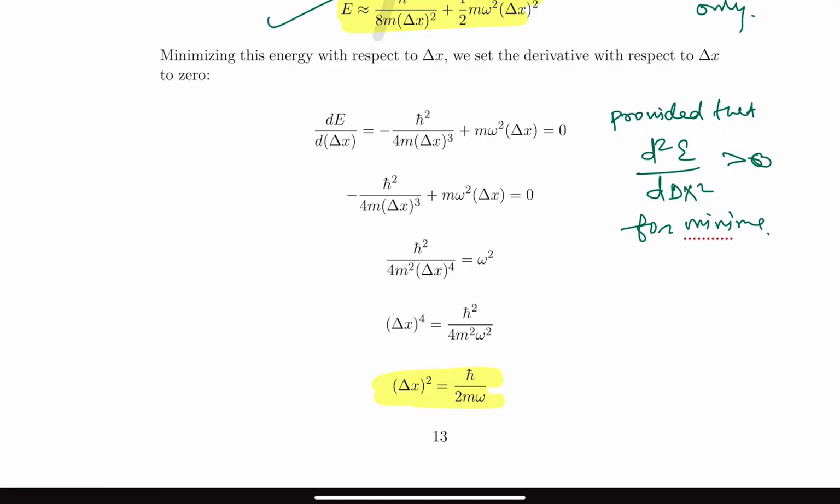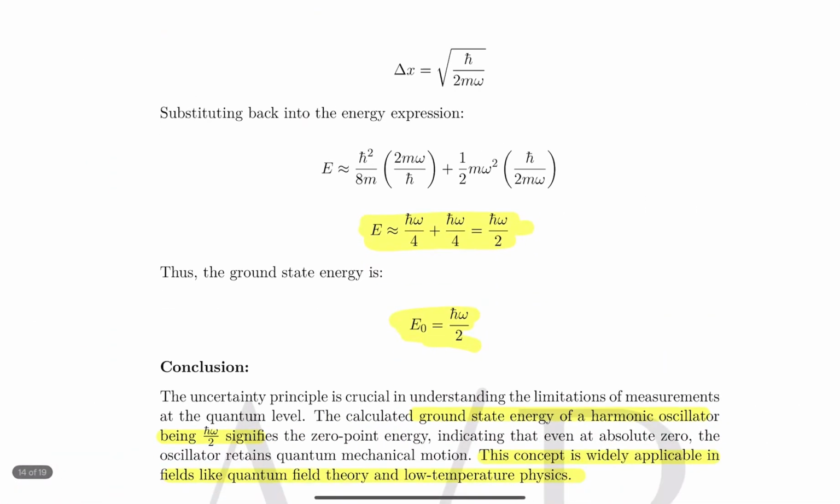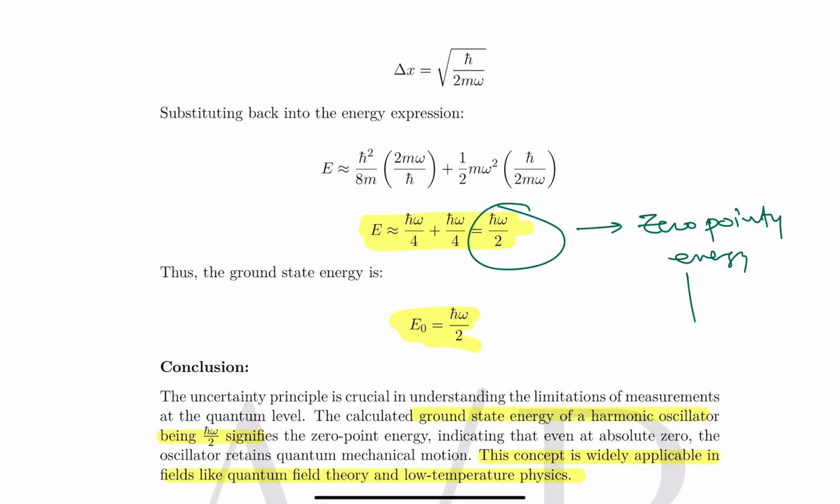This is the condition which always holds true. We have read it right from class 11th and 12th. Okay, and when you solve this particular equation, you will get delta x whole square is h bar upon 2 m omega. Now when you plug this particular value of delta x into the energy equation, you get the energy to be h bar omega upon 2. This is what we call the zero point energy, that is the ground state energy for the harmonic oscillator.